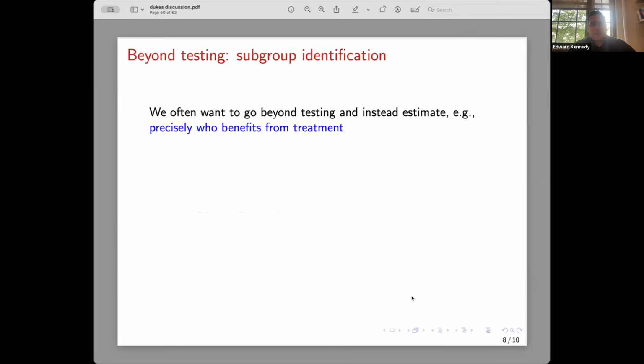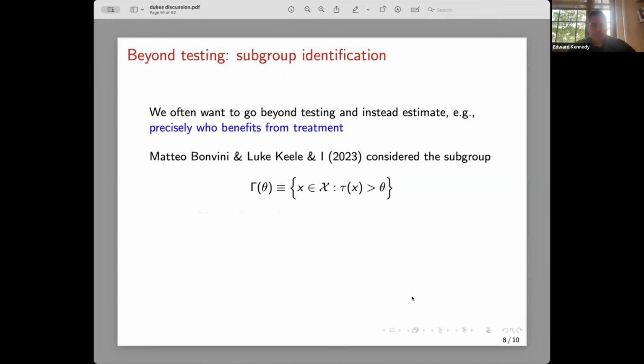Okay, and then the last thing I wanted to mention was that testing, of course, is often crucial. It's a really important part of this whole process of thinking about heterogeneity, but often we want to go beyond this 1-0 decision of whether we reject or fail to reject, and instead try to estimate something. So I thought I'd tell everyone about some work I did with Matteo Bonvini, who's at Rutgers, and Luke Keele, where we tried to estimate the subgroup of subjects who actually benefit from treatment or have treatment effects larger than some theta. And there's some interesting stuff that happens.